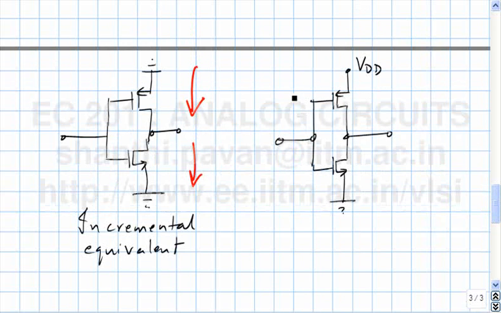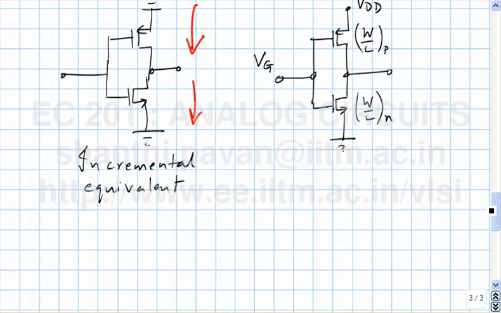Obviously, when you draw this, we have to find the right bias voltage, which will make sure that both the transistors are in the saturation region. Let me call this W by L of the PMOS device. This is W by L of the NMOS device. Can you help me figure out what VG must be to ensure that both of them operate in saturation? How will I find out?